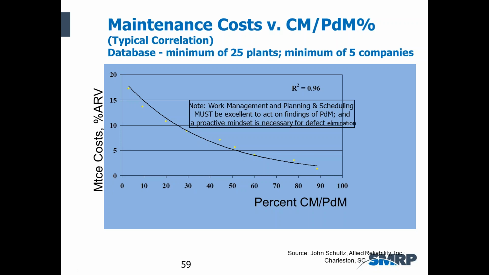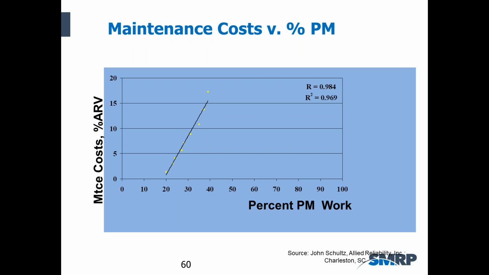You can't just detect problems and then ignore them. You've got to have the work management processes in place. And if you want to get way out here on the end of this graph, you've got to have a proactive mindset for defect elimination. Stop the defects, you stop the failures, you have fewer, therefore you can manage those even better and you get a better outcome.